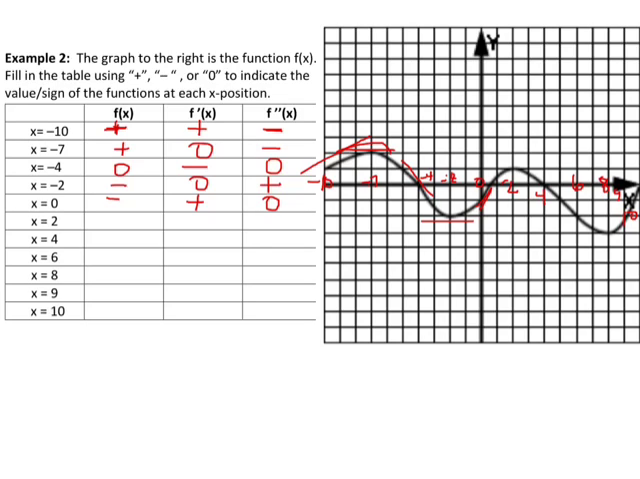So I've already filled out a little less than half of this chart for you. I'll leave you to do the rest, filling in the rest as an example for you to really figure out what we're talking about here when we're looking at positive, negative, and 0 values for a function, its derivative, and its concavity using the second derivative.